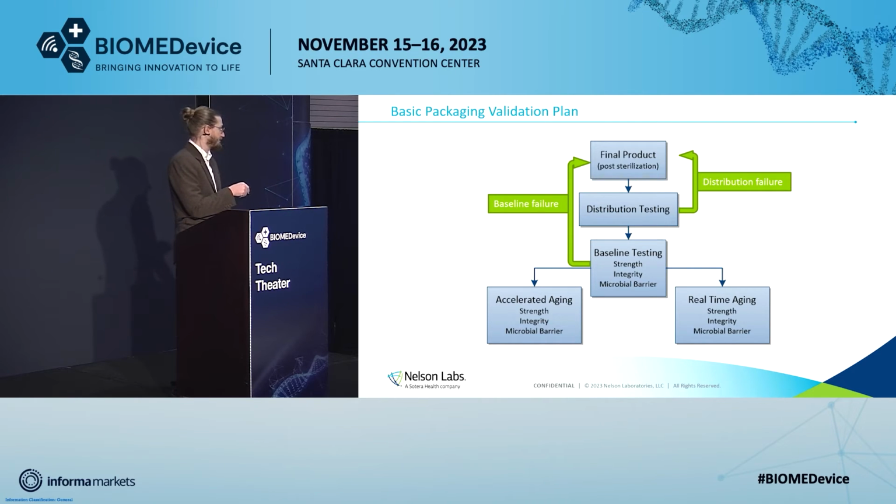And then post-distribution, you'll run your baseline testing, and this is going to give you a good benchmark for how my product is performing fresh off the assembly line, per se, right? And then you'll do real-time aging, which is literally aging your product at real-time conditions for the duration of what shelf life you're trying to set. Accompanied with that can be accelerated aging. I don't expect everyone to want to wait 5 to 10 years before they can actually market their product. So accelerated aging is a way that you can actually bring it to market much sooner.